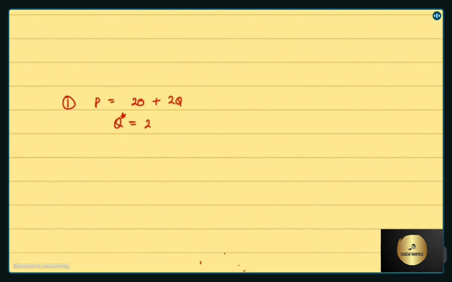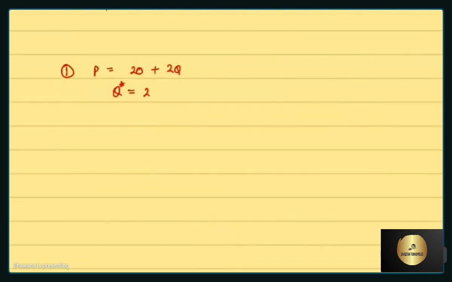So what do you have to do? In the producer's case, the producer wants to sell 2 units of his or her product. So what will be the equilibrium price? First we need to find that. So for that, put this Q star into our function, 20 plus 2 into 2, it will be 24.